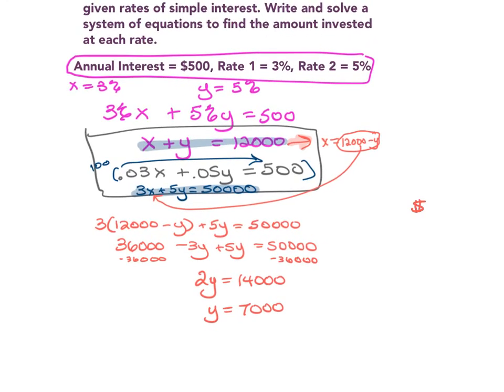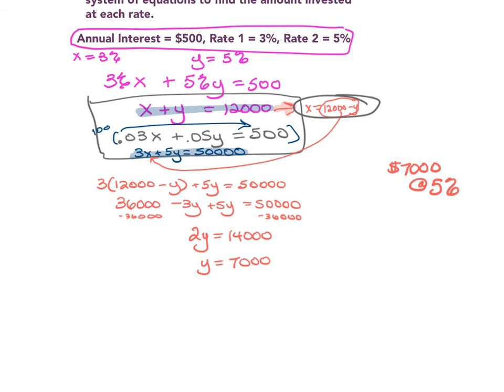So I've got 7,000 invested at 5%, since y was the 5%. Now how do I know how much was invested at 3%? Plug it back in. The easiest one, x equals 12,000 minus y. So 12,000 minus 7,000 is 5,000.